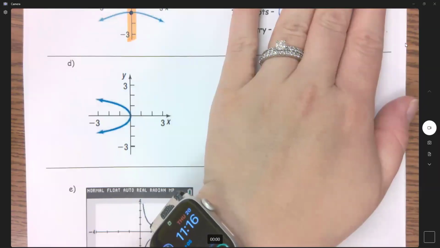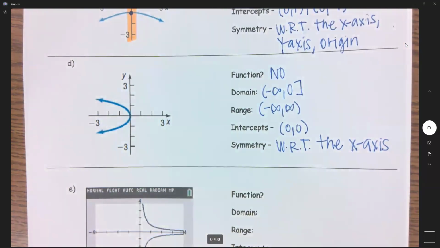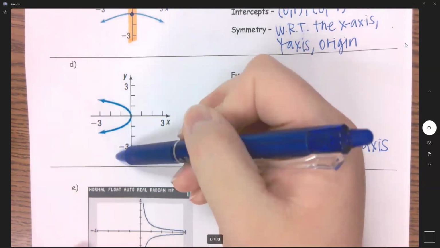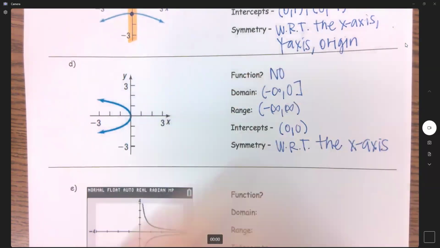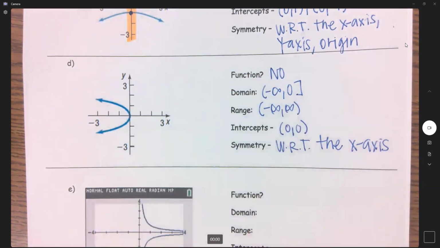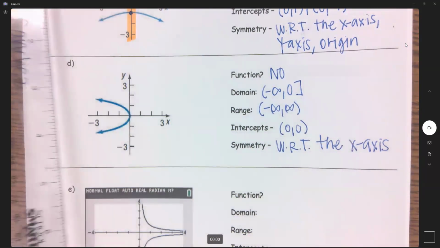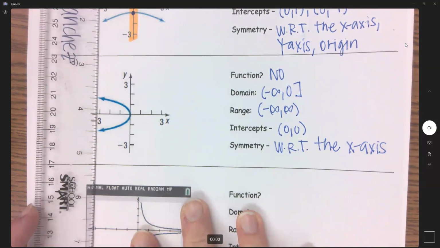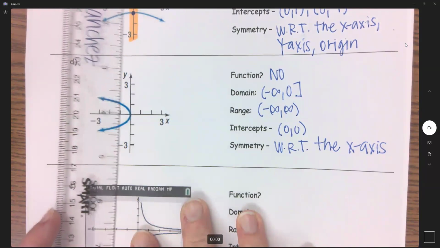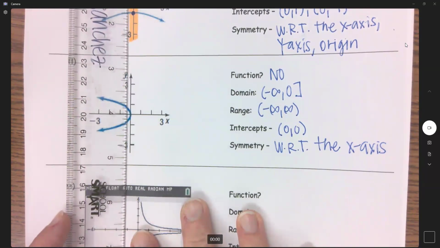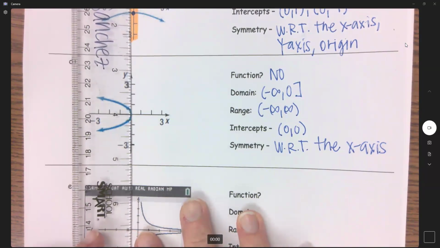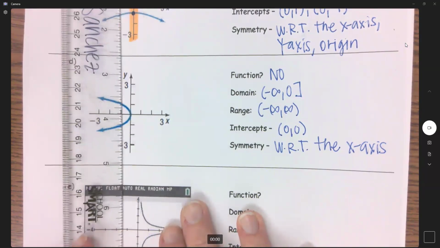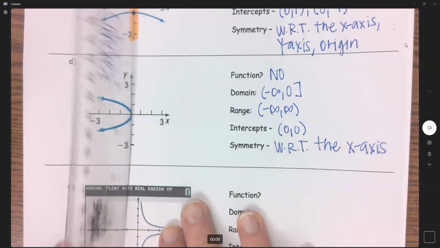All right, I hope you had time to pause. So let's check your answers here. We should have got no, this is not a function, because as you put a vertical line, it's going to intersect in two different places. Your domain, as you go from left to right, the leftmost, we get arrows, meaning negative infinity. And then the rightmost, we get 0. After 0, we have no more graph right here, so it ends at 0.